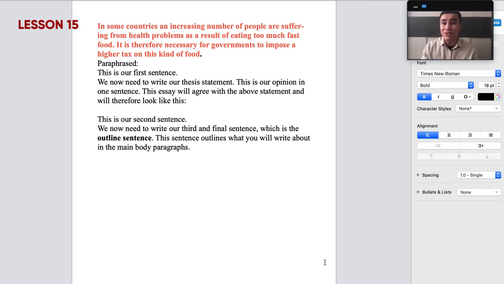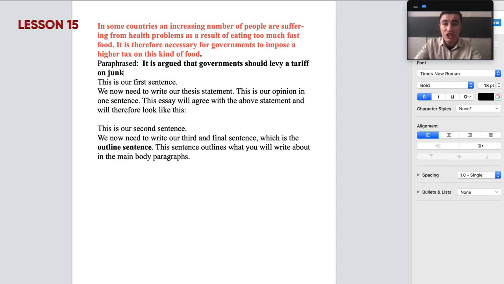Okay, first we should paraphrase this question. Let's start. It is argued that governments should, now we should talk about imposing a higher tax. Should levy. We have a very good word here, this is a very good synonym for the word impose. Levy a tariff on junk food.